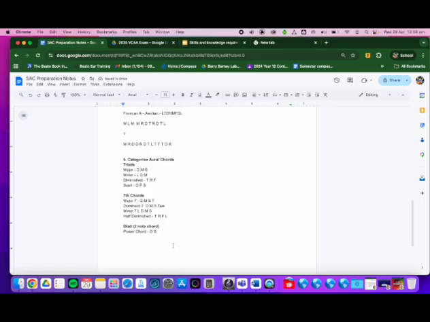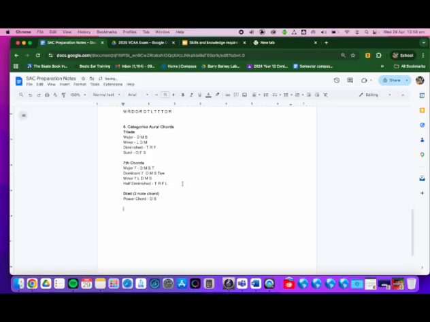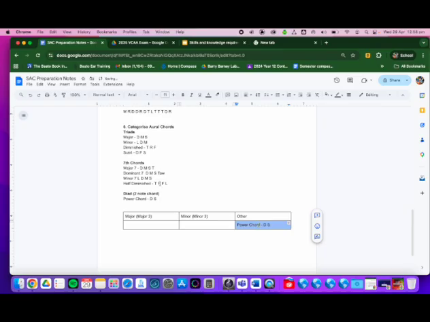But also it's helpful to categorize these as major, minor, and other. So let's do that. Okay, so how do we categorize these? So which ones have a major third? And these ones have a minor third. So this one is an other because it doesn't have one. And sus4 is definitely an other.